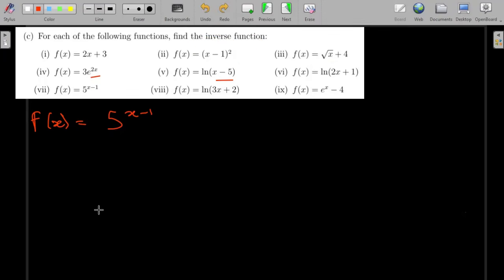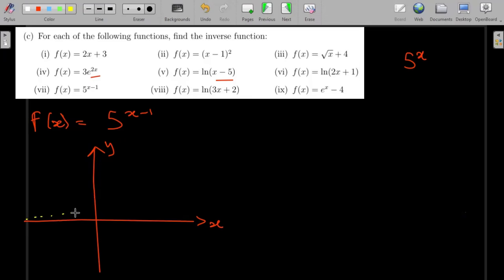So what about this one here? This is y, this is the x. So what are we going to do here to sketch this? If I have 5 to the power x, then the x-axis will be the horizontal asymptote, like that. And then this graph will pass at 0, 1 here.